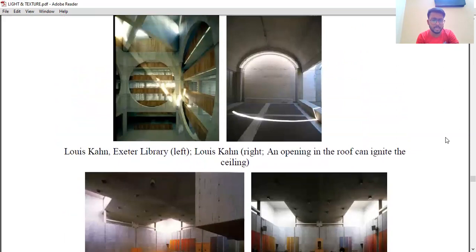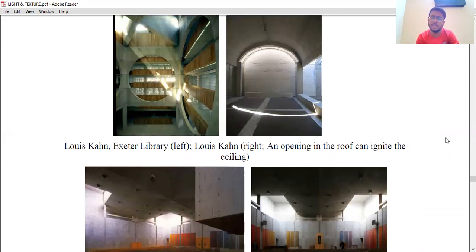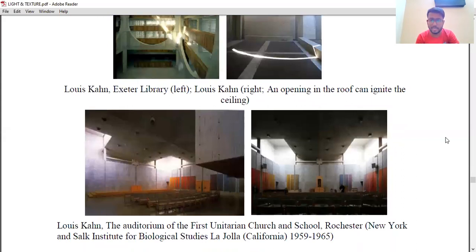The Louis Kahn Exeter Library is on the left, and on the right, an opening in the roof can ignite the ceiling. This means that your whole ceiling can be energy efficient and also can ignite. Ignite means you're giving a spark to something through which you get light and energy from it. So your opening in the ceiling is filling light throughout the room, and that is what is stated by the statement.